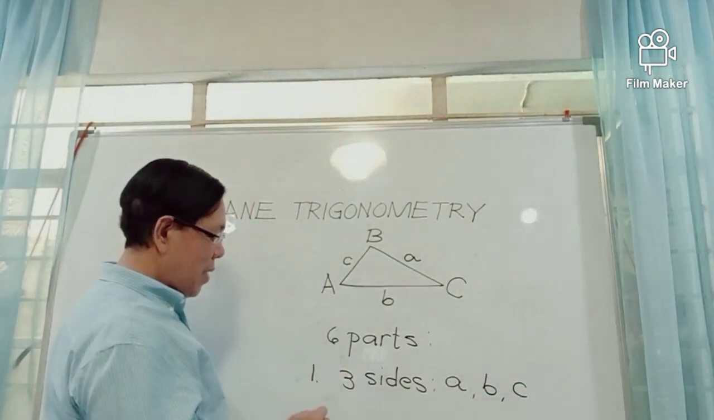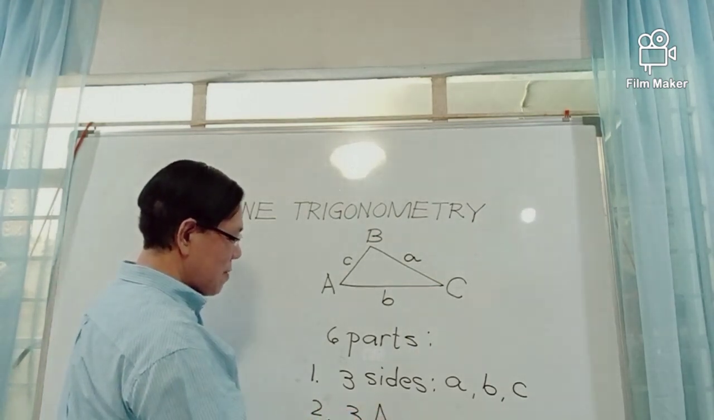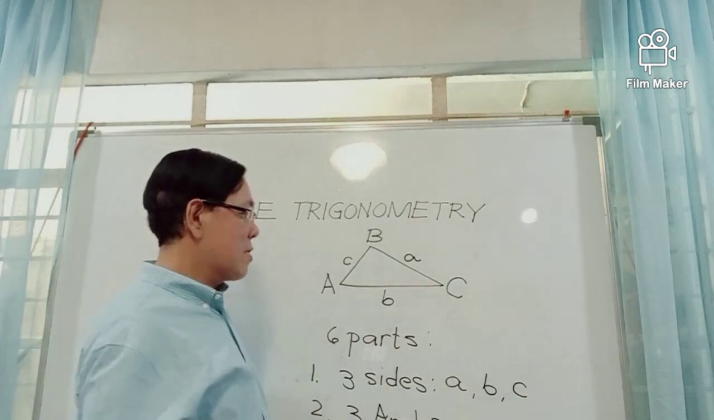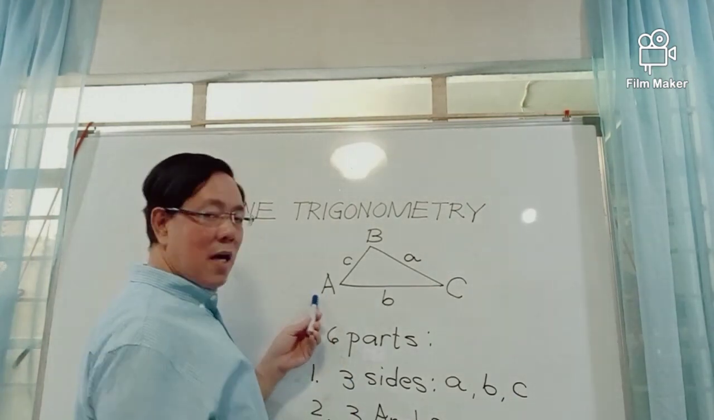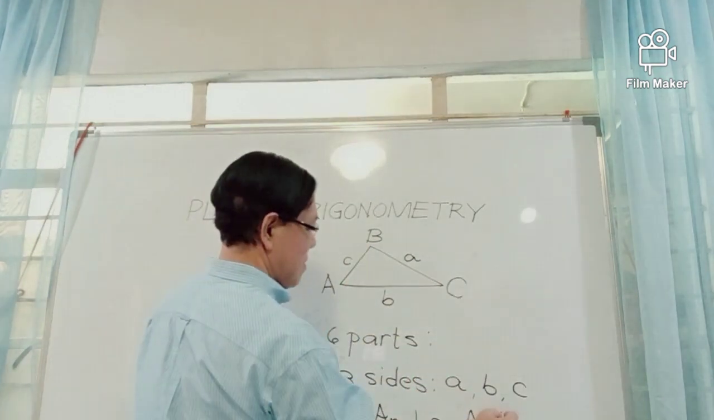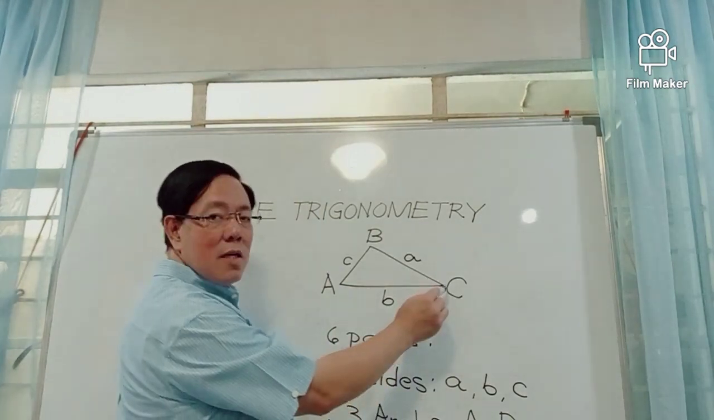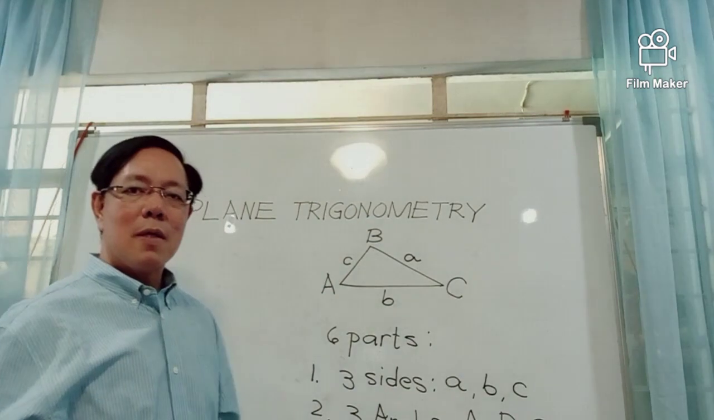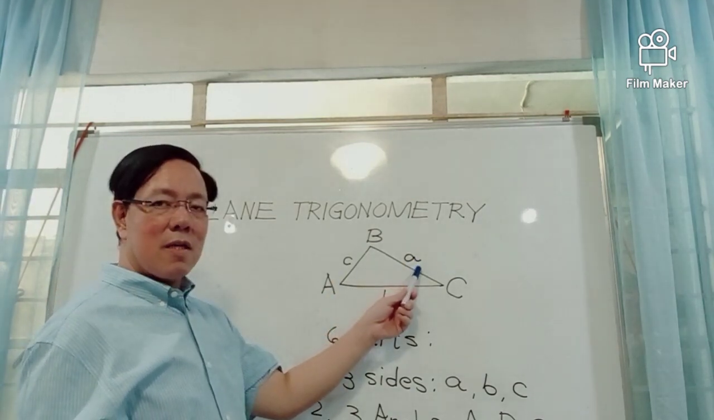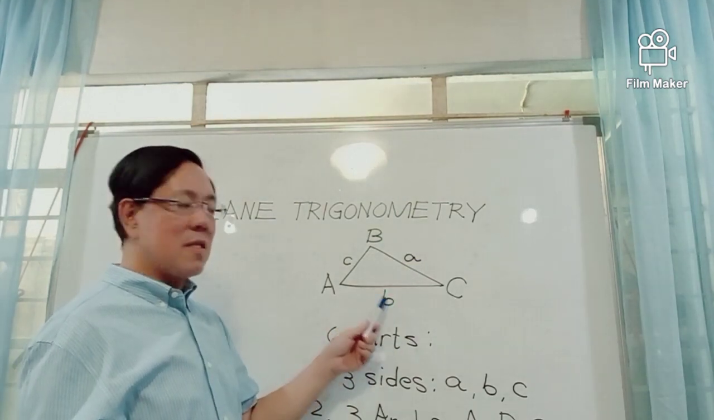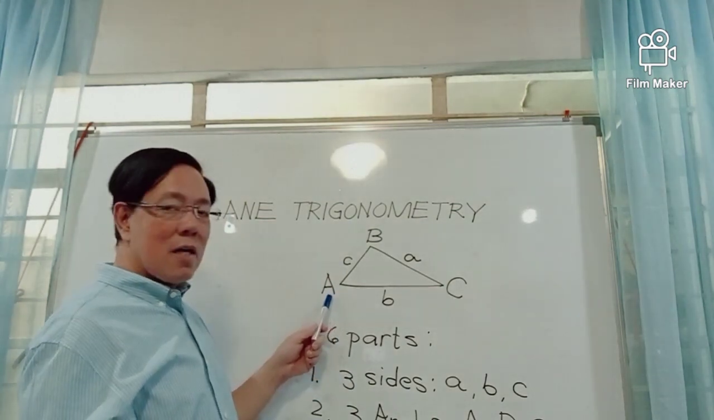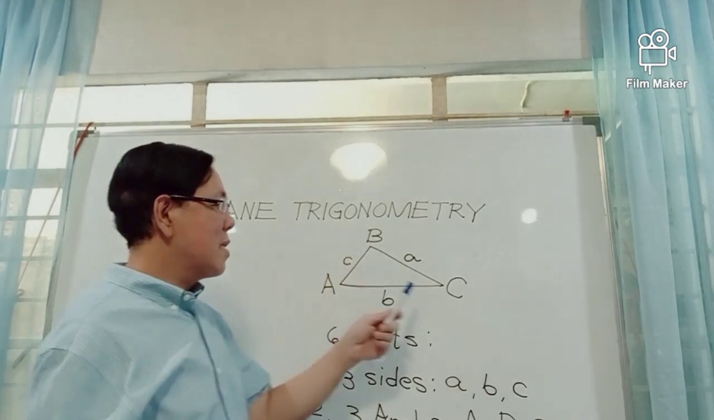The other remaining 3 parts are the 3 angles, and the angles of a triangle are represented by capital letters. So for this triangle, the 3 angles are angle A, angle B, and angle C. These are the 6 parts of this triangle. The first 3 parts are the 3 sides, small letters a, b, c. The other 3 parts are the 3 angles, denoted by capital letters. So the 3 angles are angle A, angle B, and angle C.